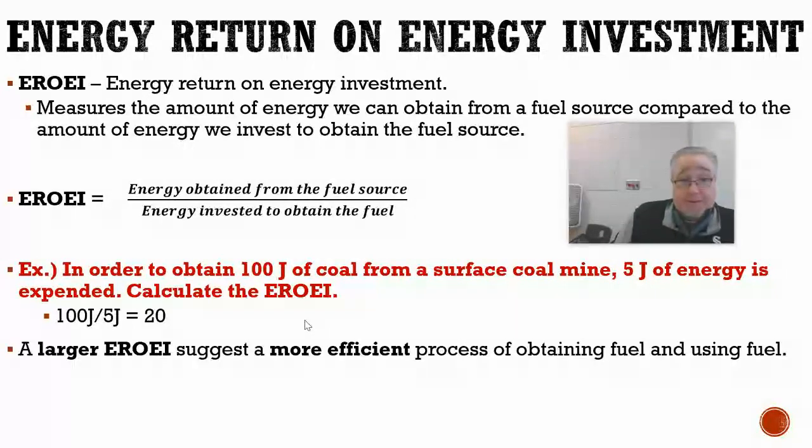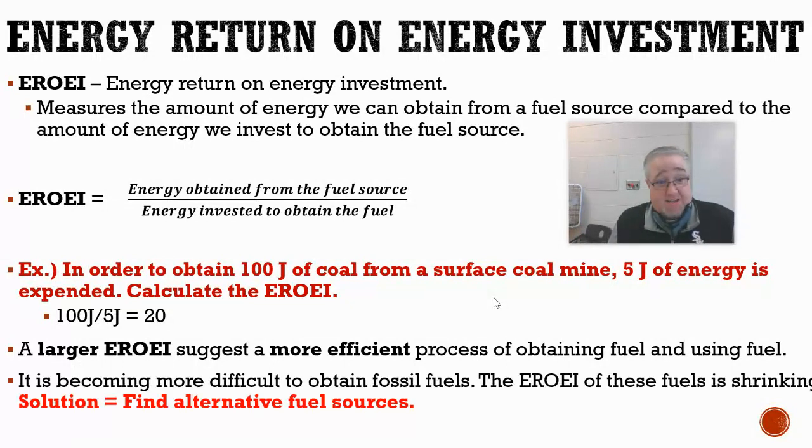For example, the bigger the number, the larger the EROEI, tells us that that's a pretty efficient process. It's a pretty efficient way of obtaining fuel and using fuel. The lower the number is, the less efficient the process is.